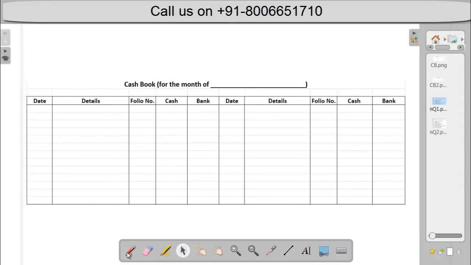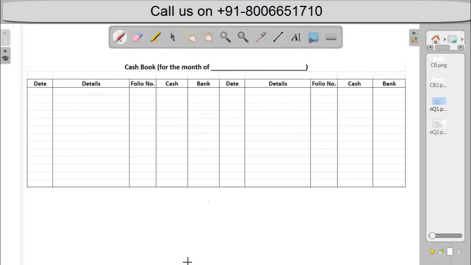Now see, first what I will do. First I will write the heading, cash book for the month of, for which month are we going to prepare this cash book? For the month of January 2013. This is the debit side and this one is the credit side.